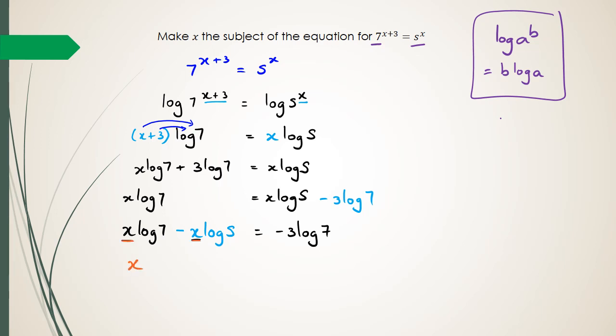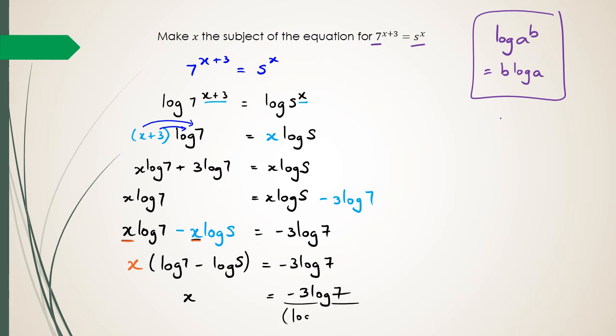So I can take x out as a common factor and write this as log 7 minus log of s, and that's equal to minus 3 log 7. Finally, I've actually got x by itself, because what I can now do is write this as minus 3 log 7, and the whole thing is divided by the bracket which is log 7 minus log of s.